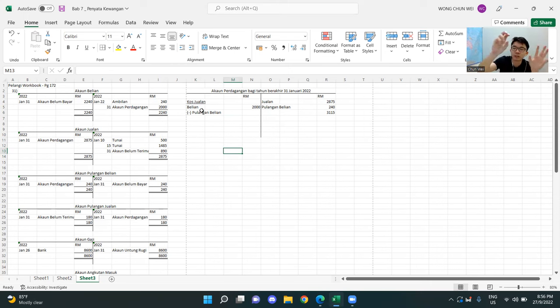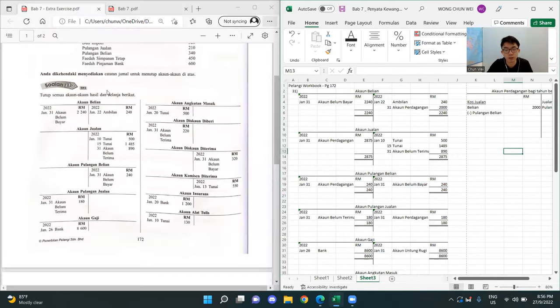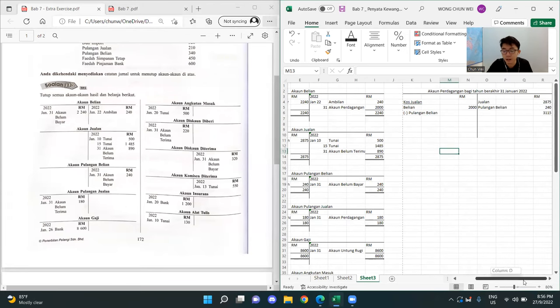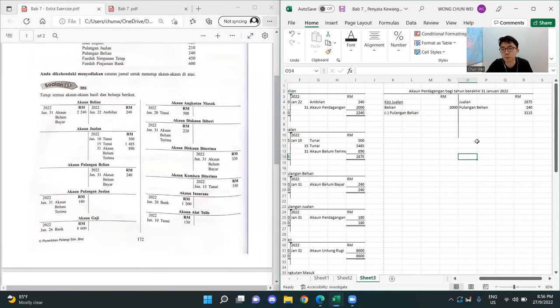So you either inventory awal, then belian, tolak pulangan belian, plus Audi, then you tambah your inventory awal, then you tolak your inventory akhir. That's the normal one. But here, because there's no inventory awal in the question, and no inventory akhir, that's why we can straight away skip that and do belian like this. Okay, you can do like this also. Alright, so come back to this pulangan belian.